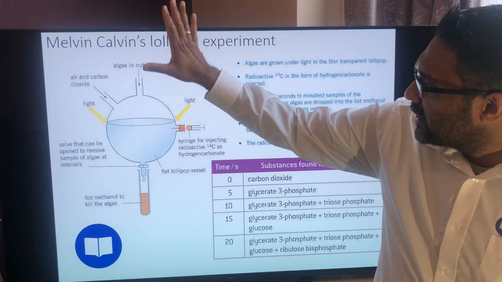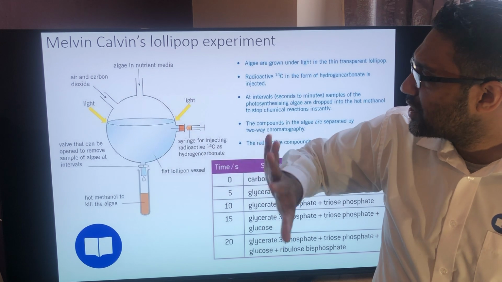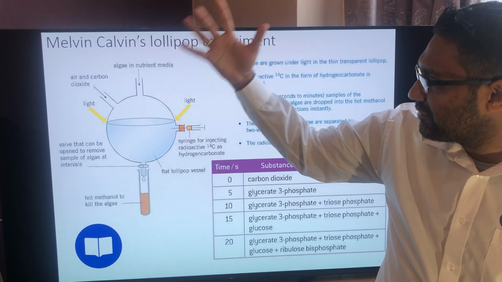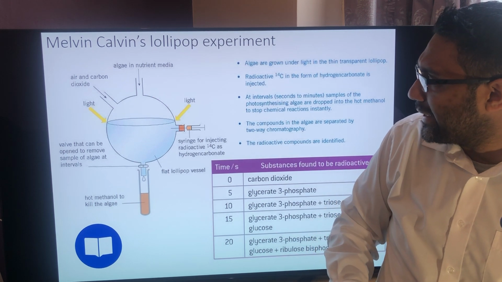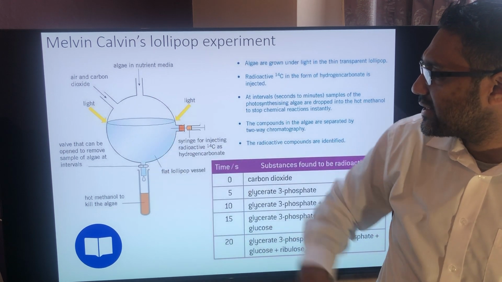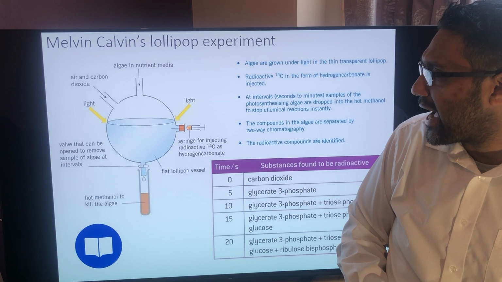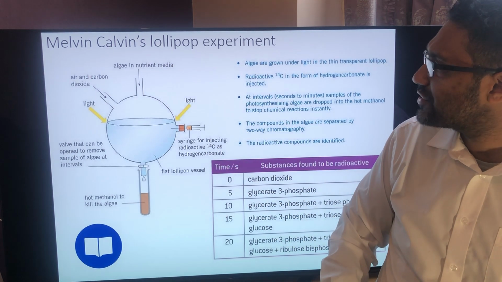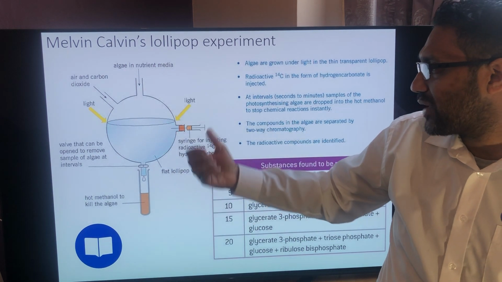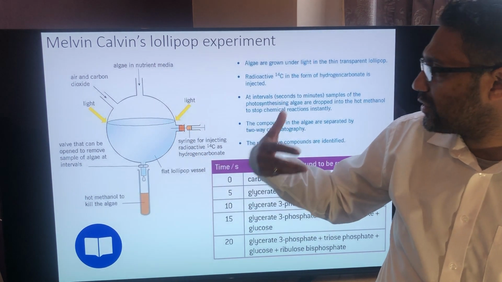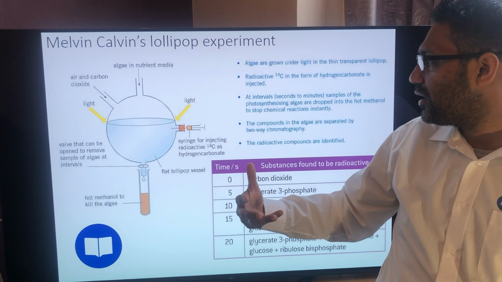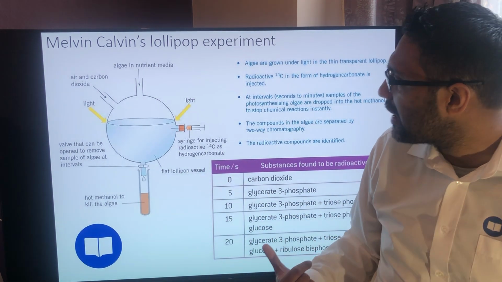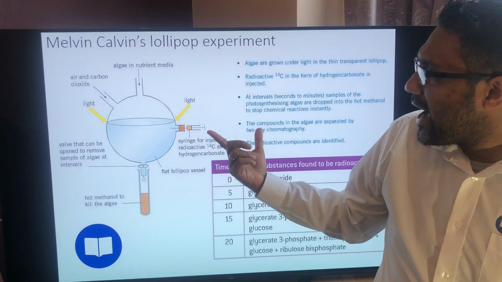It's more of a disc shape, but it's glass all the way through, and you had light shining on it from front and back. And inside this glass flask, he had algae. Algae are photosynthetic organisms, and he had a nutrient medium, so he had all the right nutrients: the water and the minerals and all sorts of stuff you needed for the algae to survive.